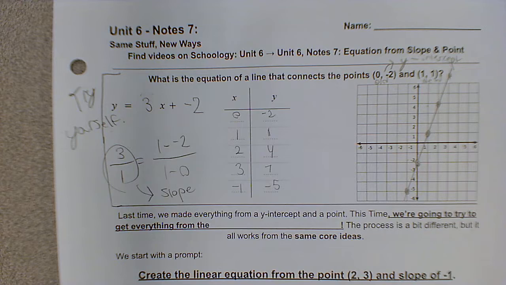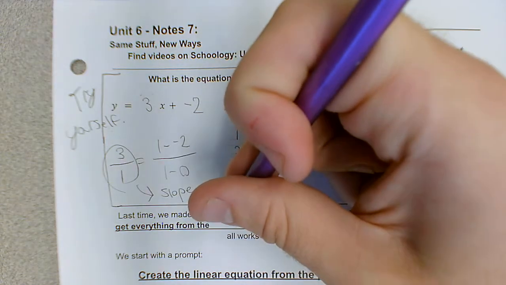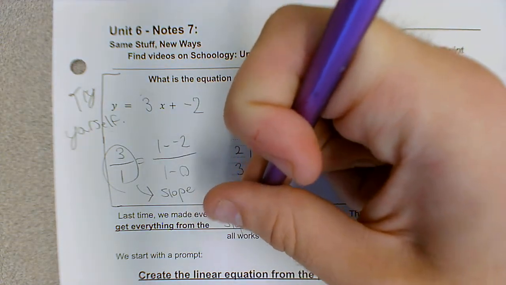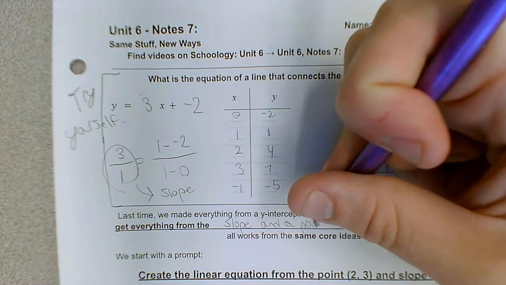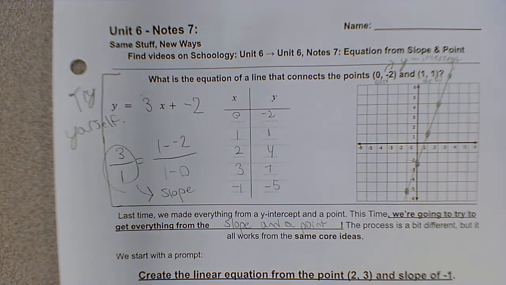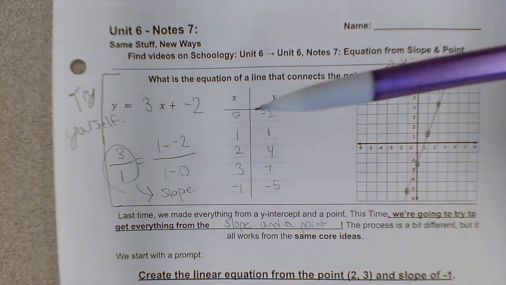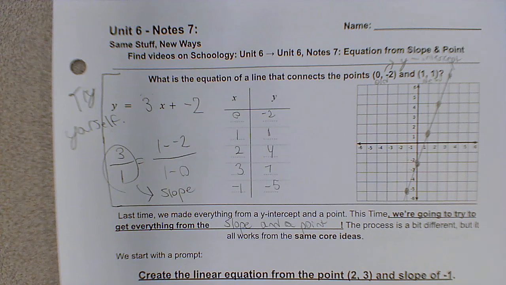Okay, so last time we made everything from the y-intercept and a point. This time, we're going to try to do everything from the slope and a point. The process is a little bit different, but it all works from the same core ideas. So from the same 3: equations, tables, and graphs. So we start with a prompt. Create the linear equation from the point (2, 3) and a slope of -1.